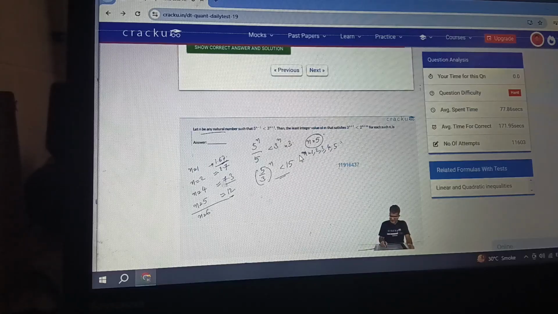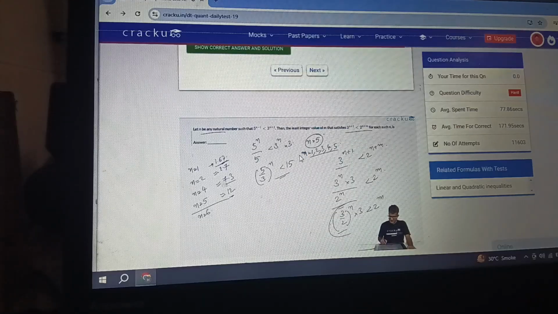We are required to calculate the value of m such that for all values of n, 3 to the power n plus 1 is less than 2 to the power n plus m. So let us try to keep m on one side. So what does this look like? We want 3 to the power n into 3 divided by 2 to the power n to be less than 2 to the power m. For all values of n, this should hold true. That is, (3/2) to the power n into 3 should be less than 2 to the power m, when n is either 1 or 2 or 3 or 4 or 5.